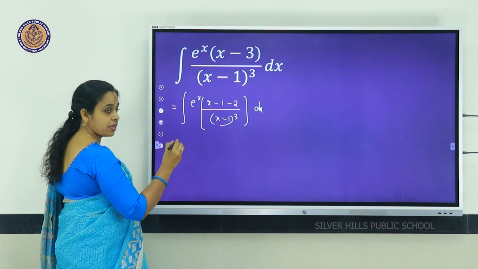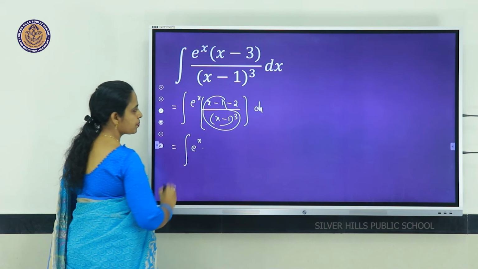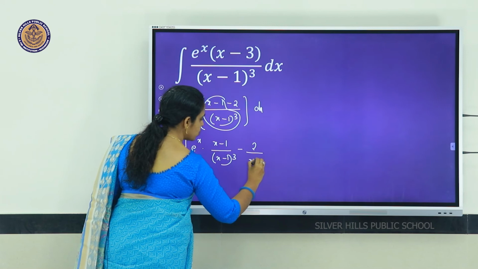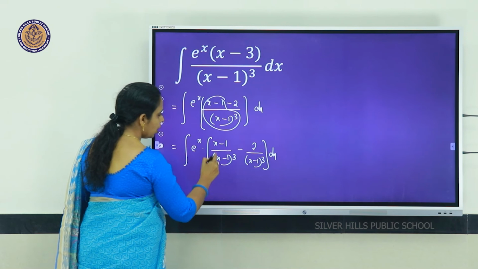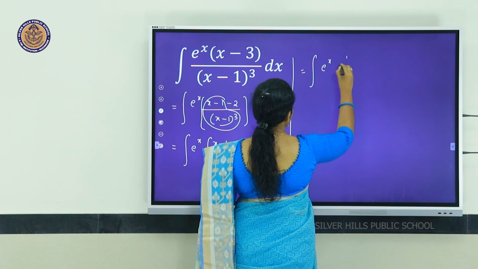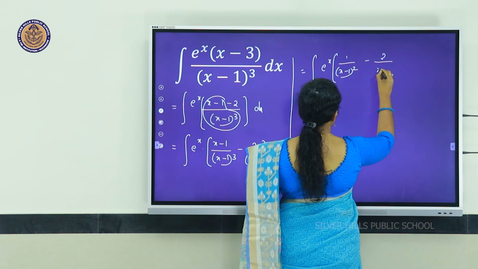Now, let me separate into two integrands, taking this as one part, equal to integral e raised to x, x minus 1 by x minus 1 whole cube minus 2 divided by x minus 1 whole cube dx. Here one term will get cancelled, 1 x minus 1 will get cancelled, equal to integral e raised to x into 1 by x minus 1 whole square. Then comes minus 2 divided by x minus 1 whole cube dx.